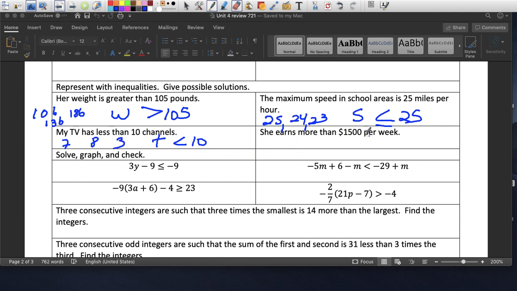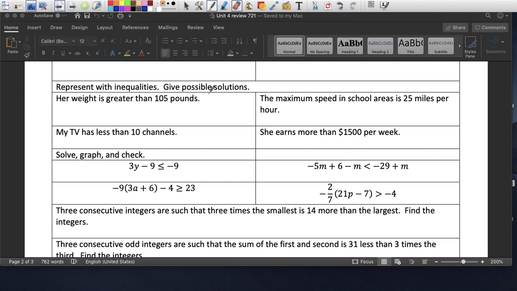She earns more than $1,500 per week. Wow. More than is like that. Not greater or equal, but more than 1,500. Let E be for earns, and she could earn 1,501, she could earn 2,000, she could earn 1,800, so those are possible solutions, realistically.